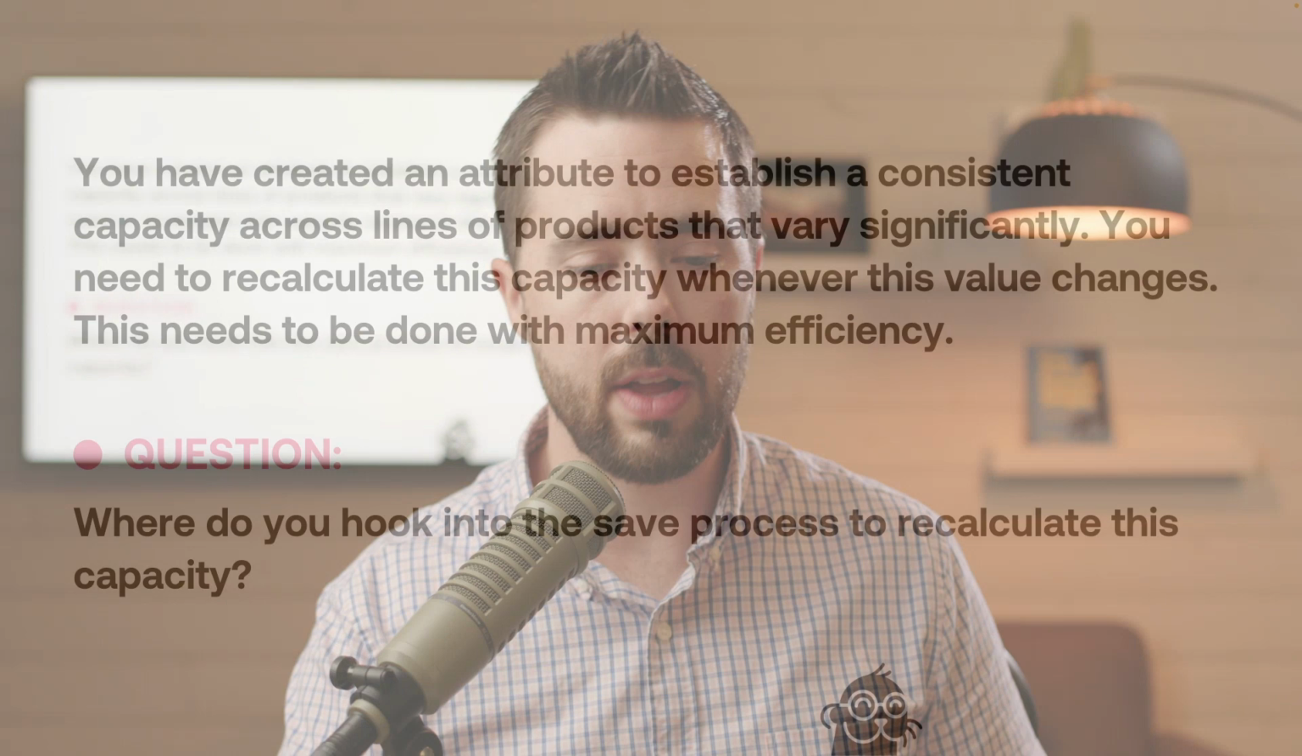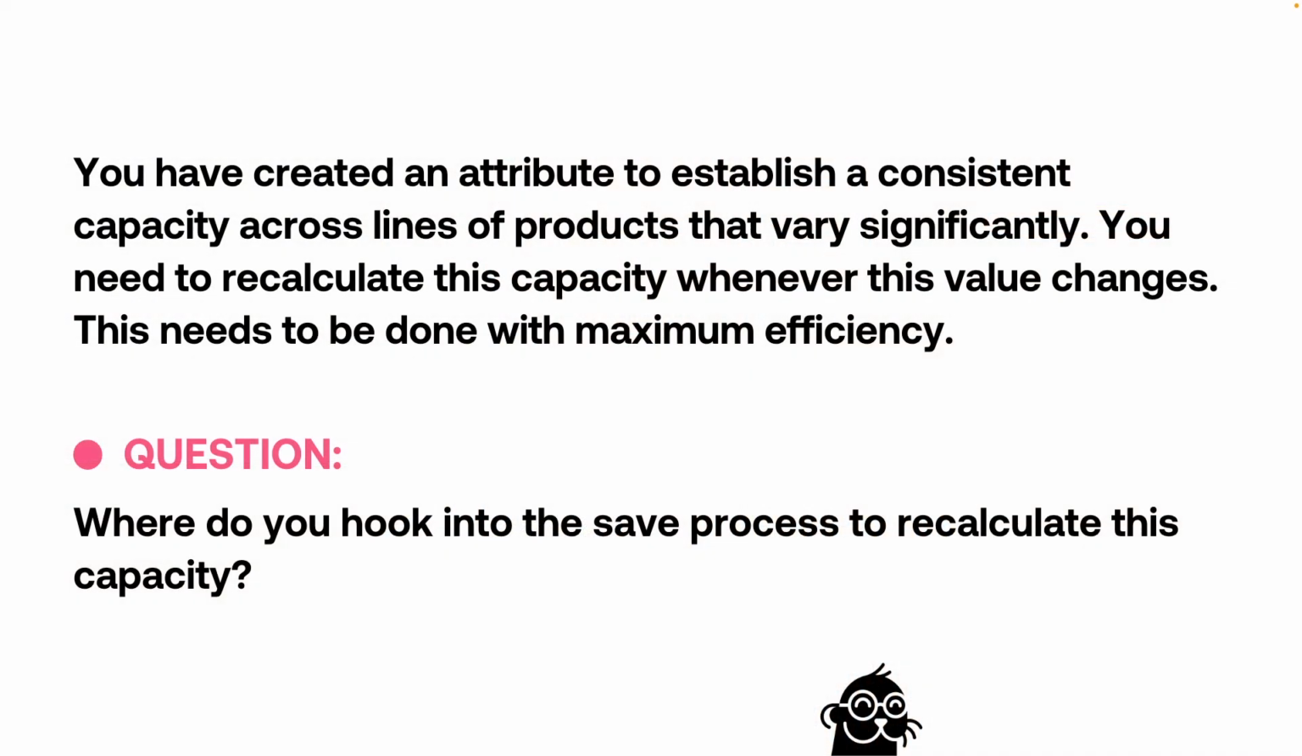So the idea is we have to create a centralized list of these consistent capacity values. So this needs to be recalculated whenever the base value changes. Not going to change often, but it's going to be the same process all the way through. This needs to be done with maximum efficiency. Where do you hook into the save process to recalculate this capacity?